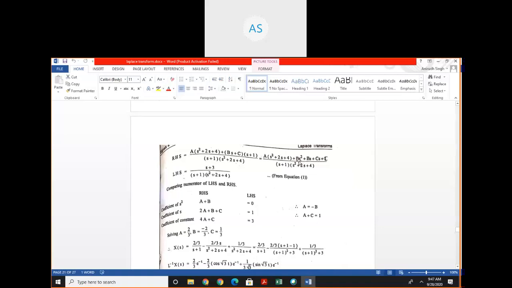Then take the LCM, and you get the right hand side expression like this, and the left hand side is like this. Then compare the numerators of the left hand side and right hand side.